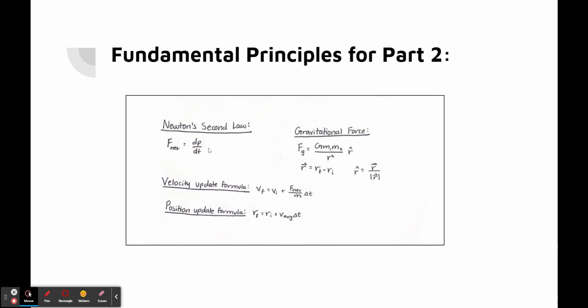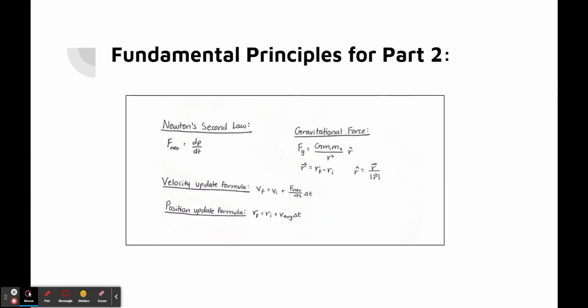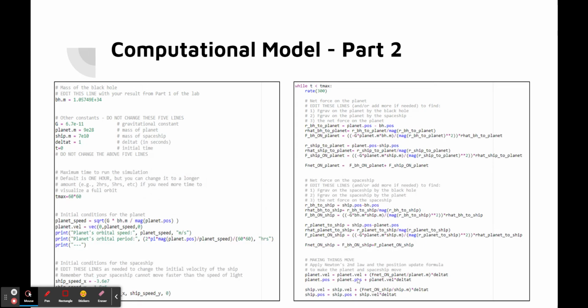So here are some fundamental principles for part 2. We have Newton's second law, velocity update, position update, and gravitational force. So same as part 1, we're going to include all of these formulas into the computational model over here. This is the mass of the black hole that we found in part 1, and we only did 180 degrees of the orbit, which you will see. And over here, all this information is all the equations in this slide, and then all the formulas from part 1 are included over here. And this is how we find the velocity and position of the planet and the ship.